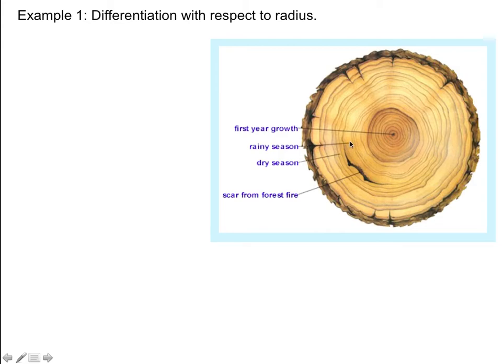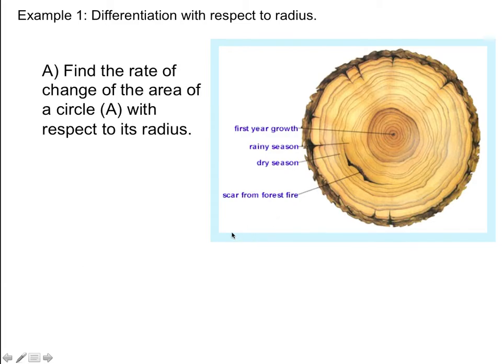Rainy seasons, typically more growth. Dry seasons, typically less growth. So the question here is to find the rate of change of area with respect to its radius. So how is this quantity changing with respect to this quantity? So if we graphed the radius versus the area, then we can get an idea of the instantaneous rate of change.